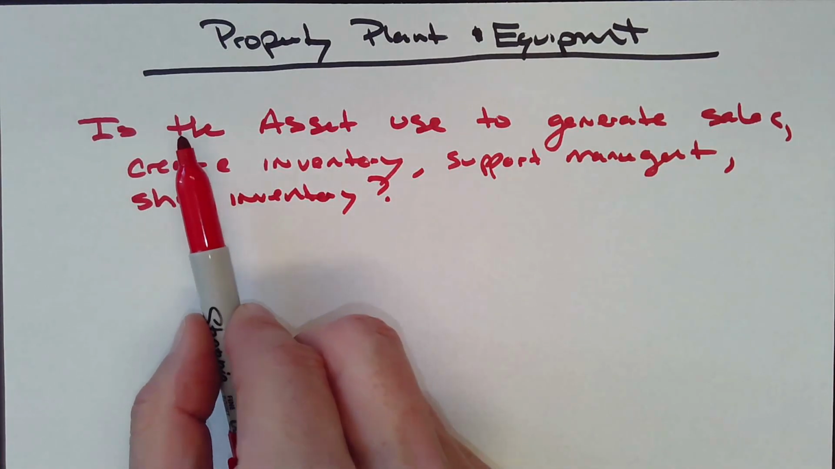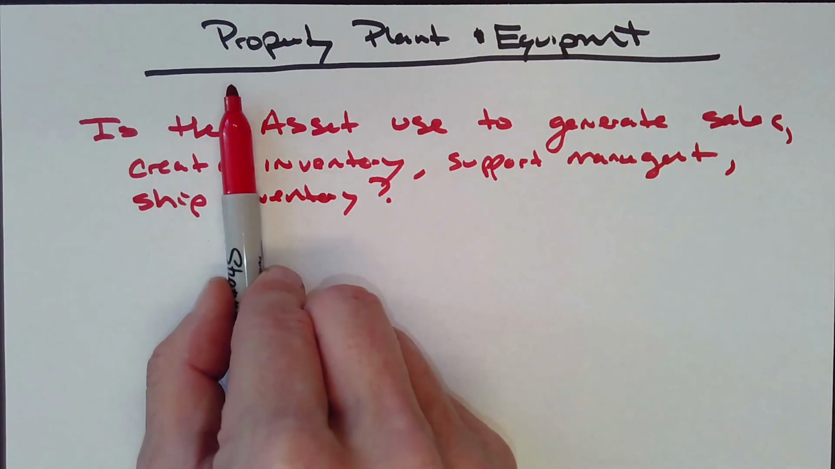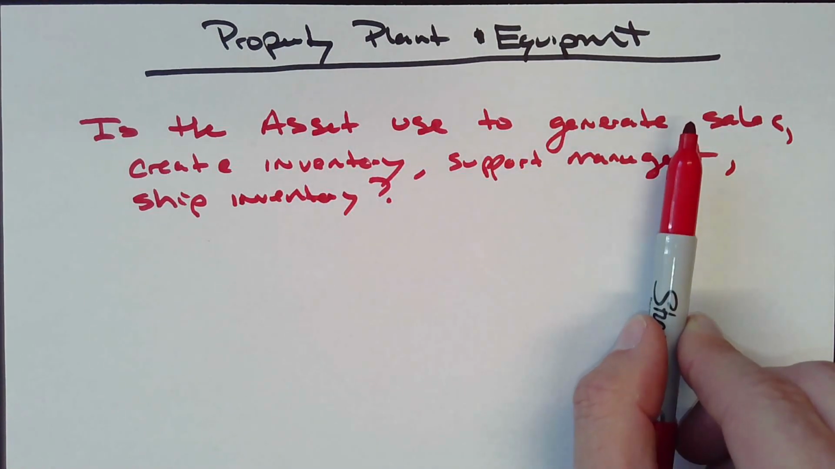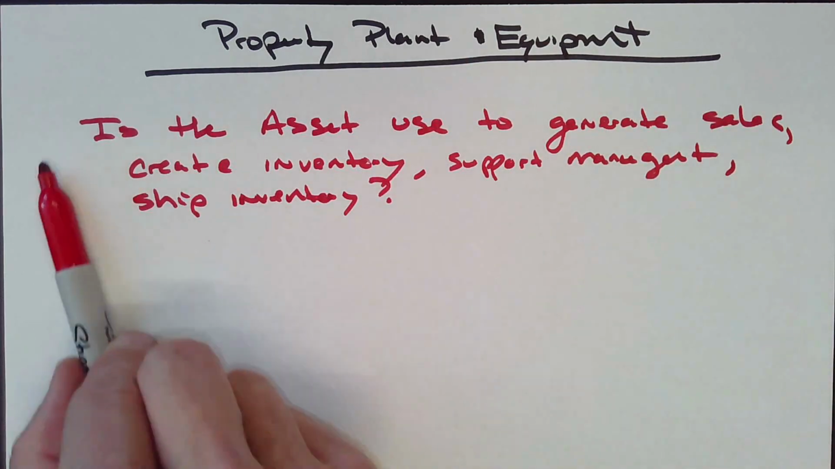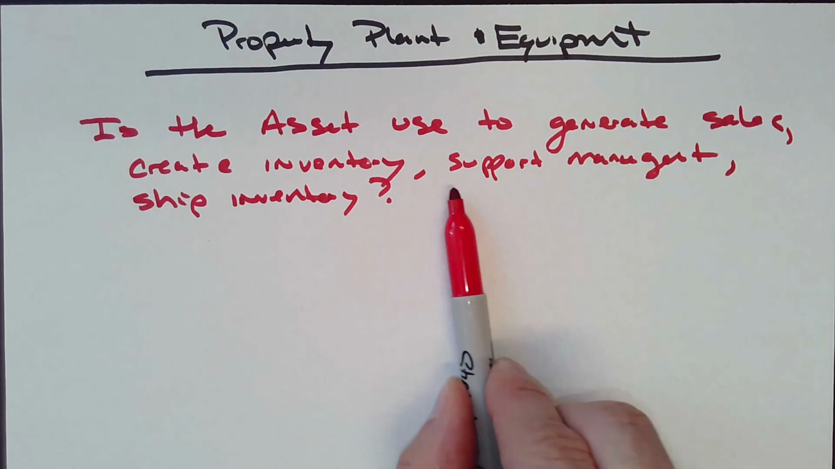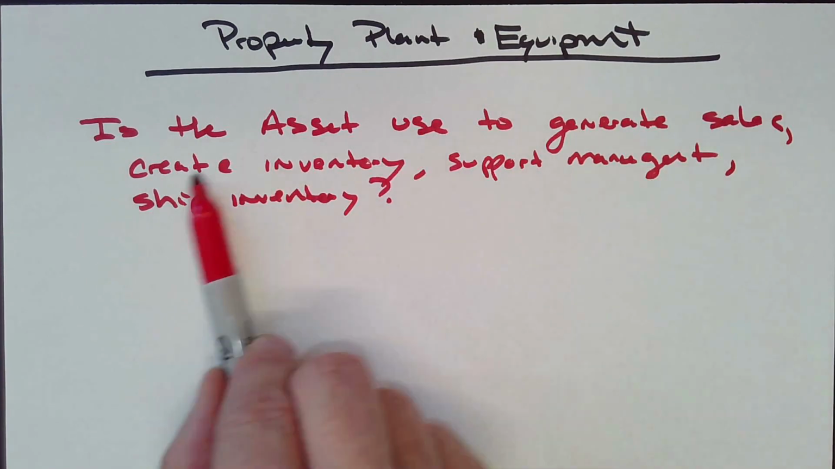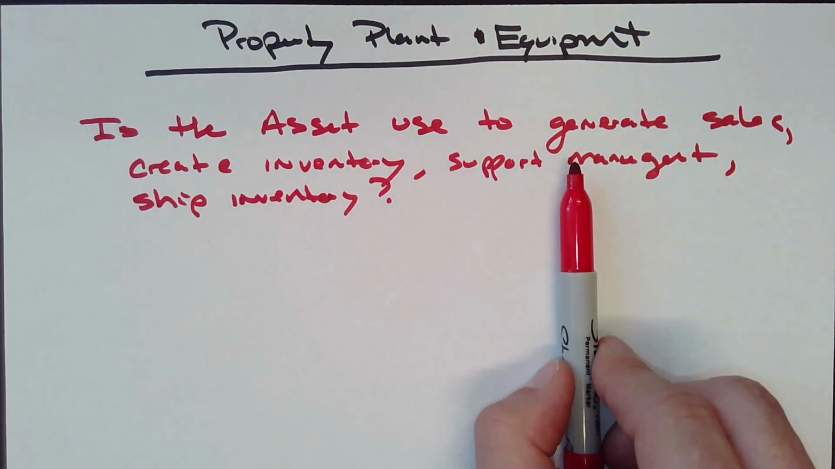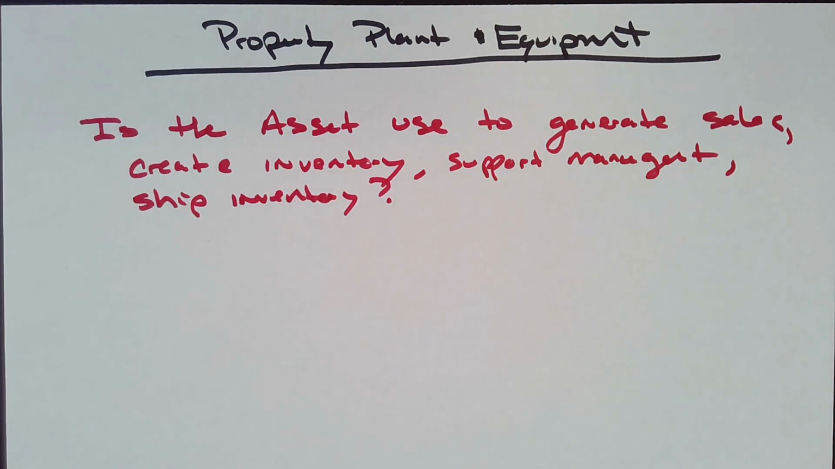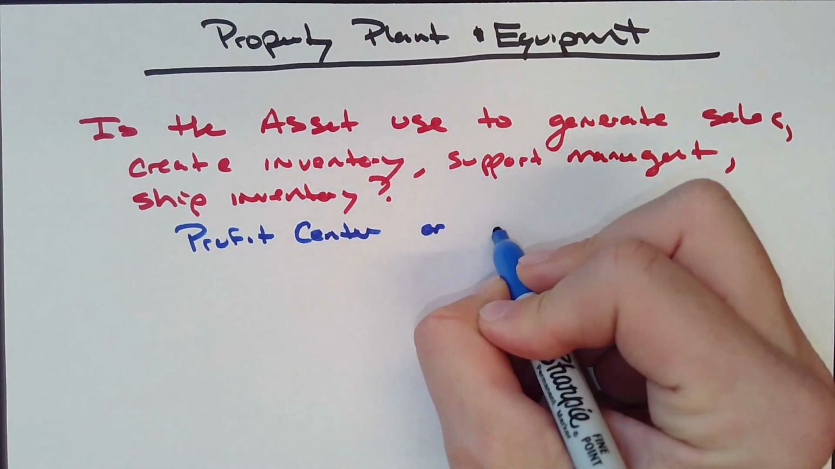Now, the reason why we're going to try to answer this question is when we get to management reporting, I want to make sure that whatever the costs are for this piece of equipment, whatever the costs are for this asset, those costs get allocated within the company, the internal reporting. So that if it's going to a cost center like supporting management, I want to make sure it goes to the cost center. If it's going to a profit center like the sales department or inventory, shipping, anything that's generating sales and supporting sales, then I want it to go to a profit center. So knowing where the assets should be housed is going to help us with our management reporting when we're trying to figure out, does it go to a profit center or cost center, and which one?